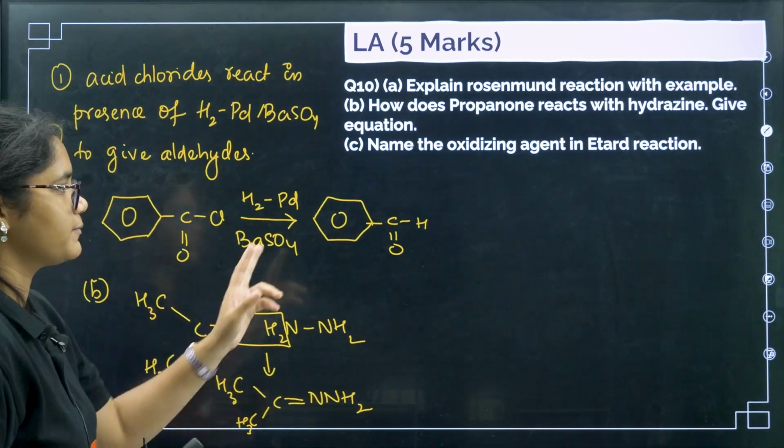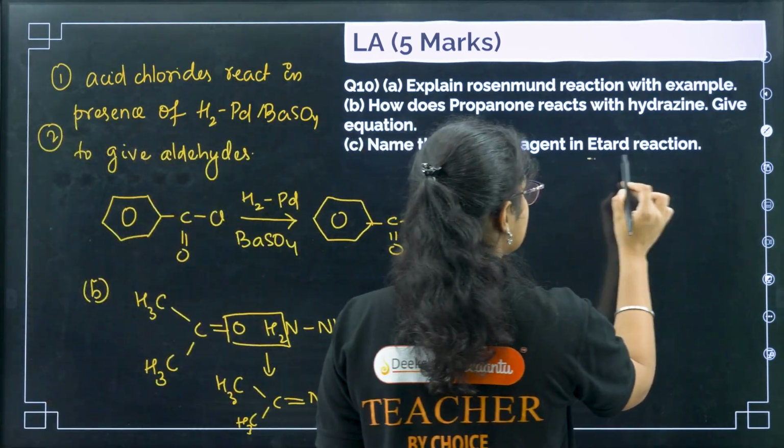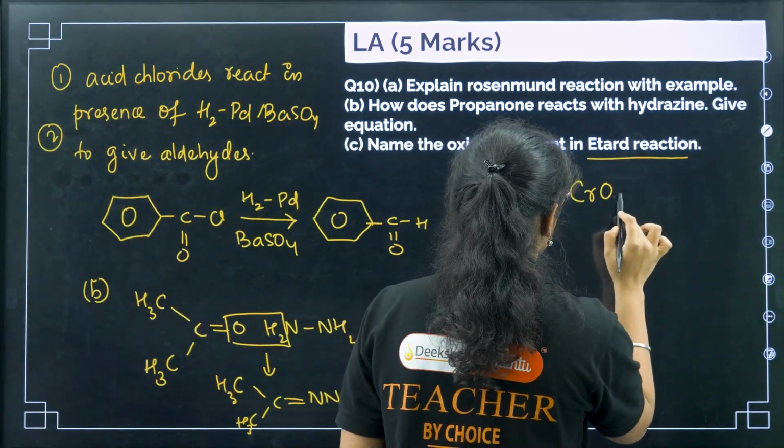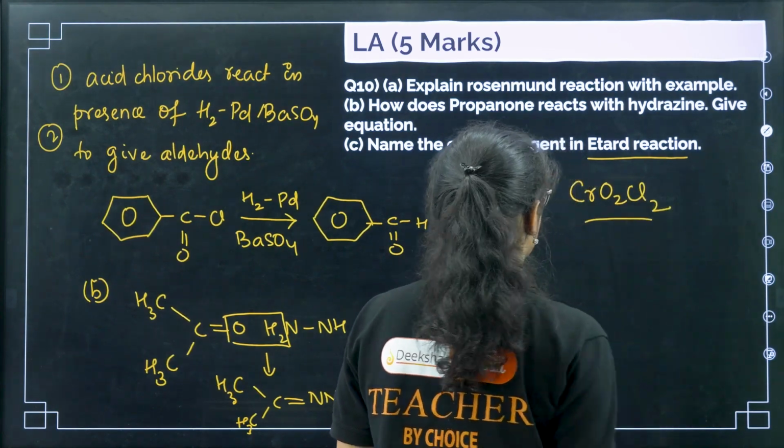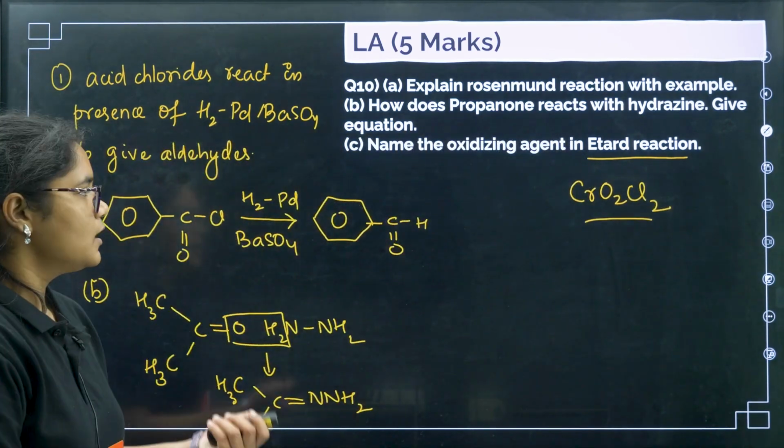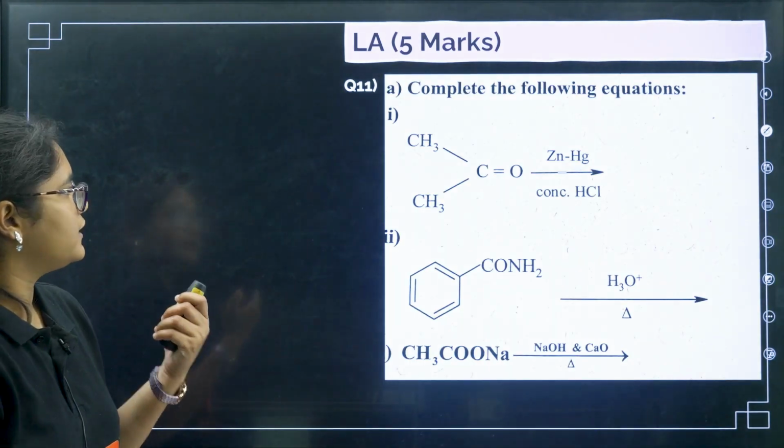Then you have to write the equation. Name the oxidizing agent in the Etard reaction, that is CrO2Cl2. Okay, that is the third part. Clear? Okay, now let us go to the next question.